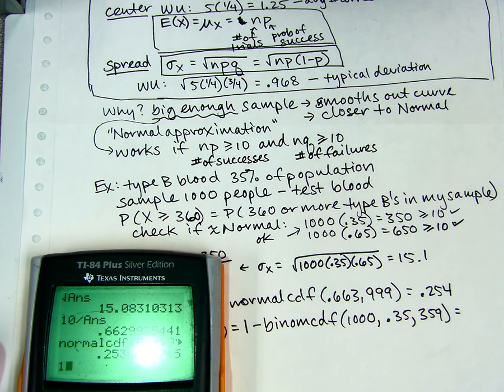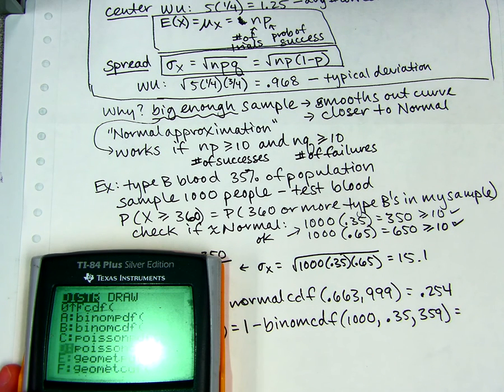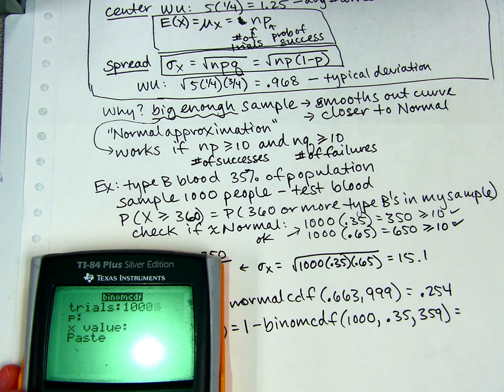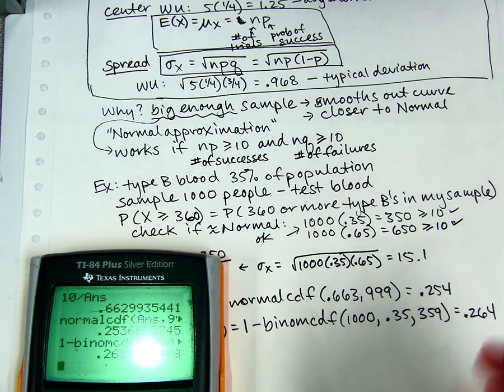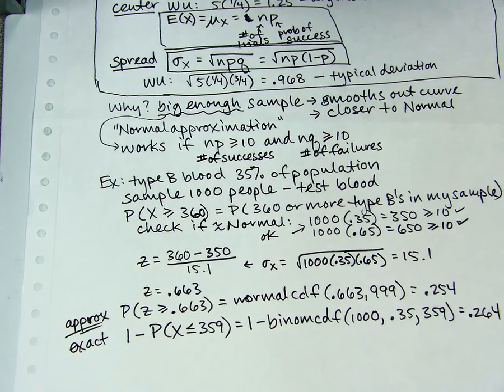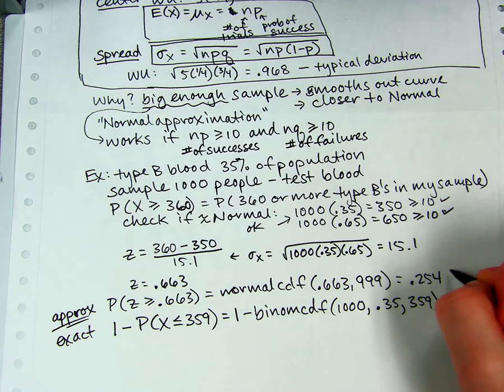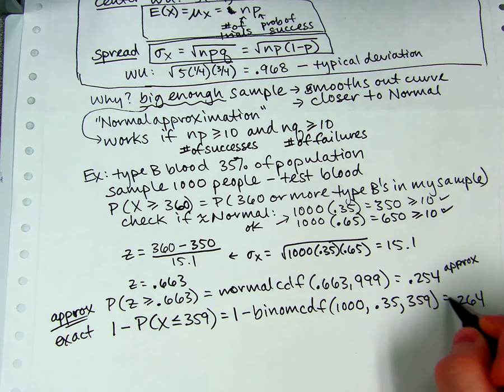I'm not quite positive because I changed my example this year, and if it doesn't come out close, I'll be embarrassed, but that's okay. 1,000 and 0.35 and 359. And it is close, 0.264. So it's only off by about 1%. That's not bad. So this is the approximate, which is an estimate of this, which is the exact.